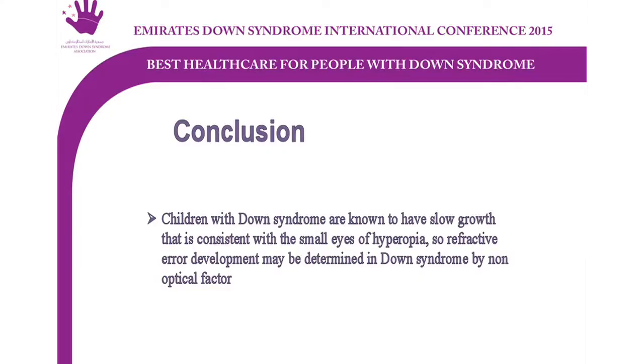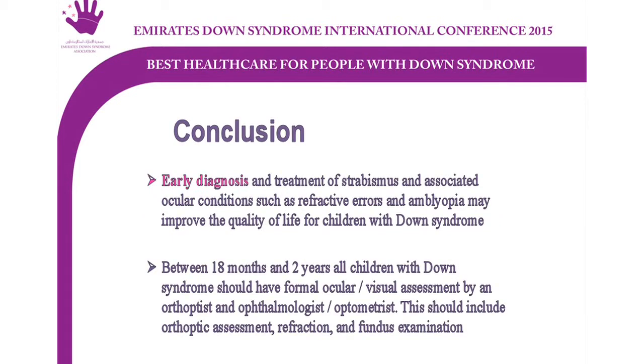Increased prevalence of visual impairment among those with learning disability is up to 28%. Children with Down syndrome are known to have slow growth that is consistent with the small eyes of hyperopia, so refractive error development may be determined in Down syndrome by non-optical factors. Early diagnosis and treatment of strabismus and associated ocular conditions such as refractive errors and amblyopia may improve the quality of life for children.